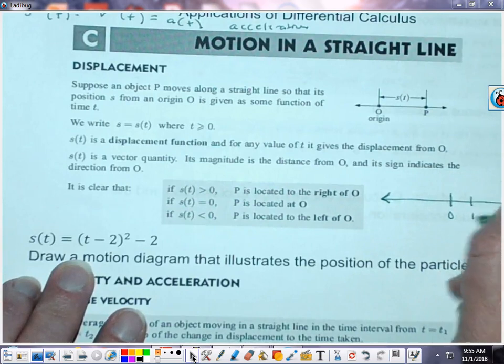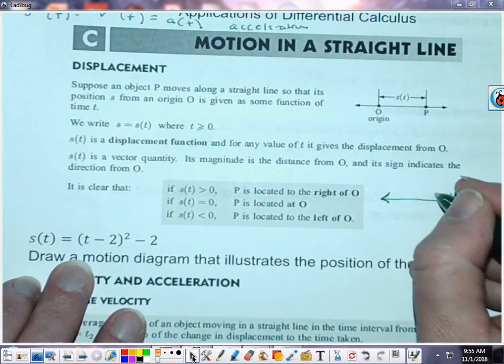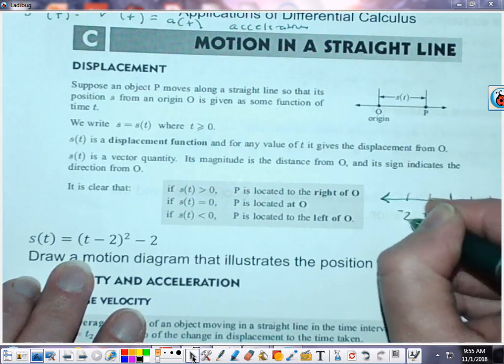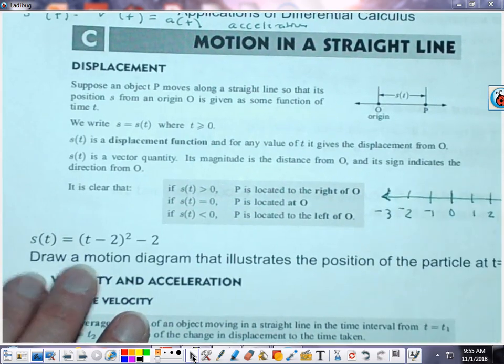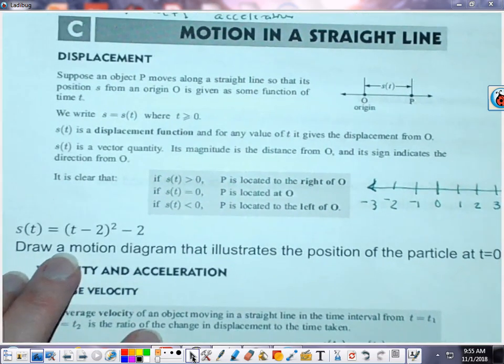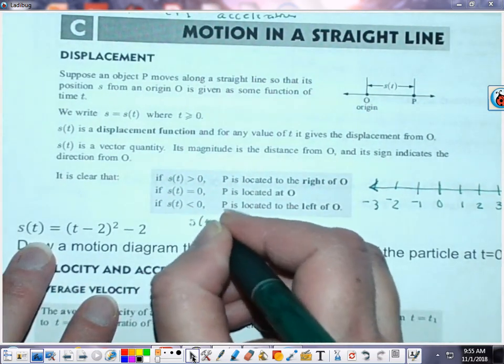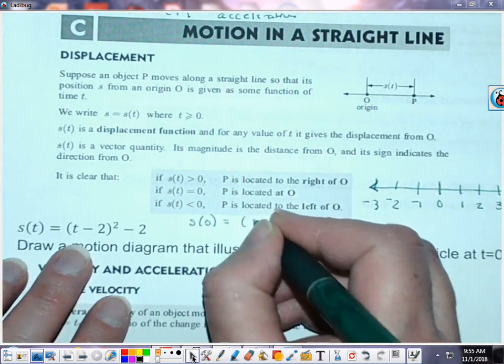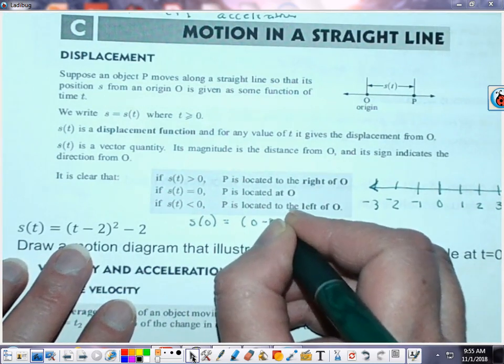And granted, in physics, you probably don't move on a number line. You probably actually move in more dimensions. But our general equations will look kind of like this. So we have a number line, and we can do what's called a motion diagram that shows you where you are at different times. And so what we would do is just plug in, say, 0, and that would tell us where we were starting at time equals 0.